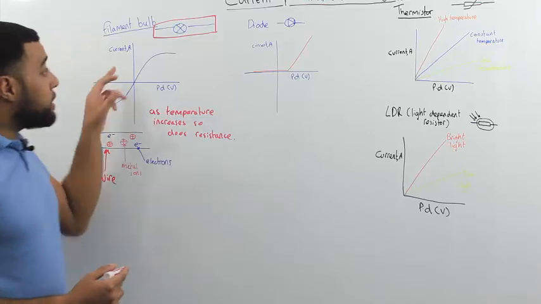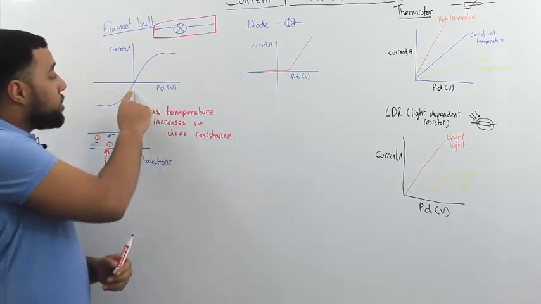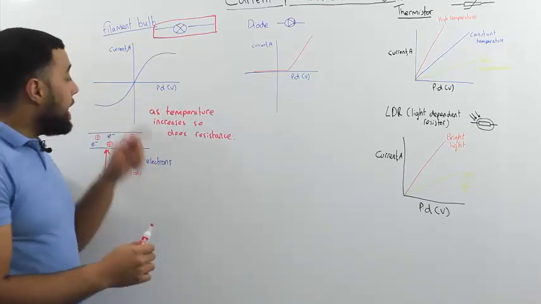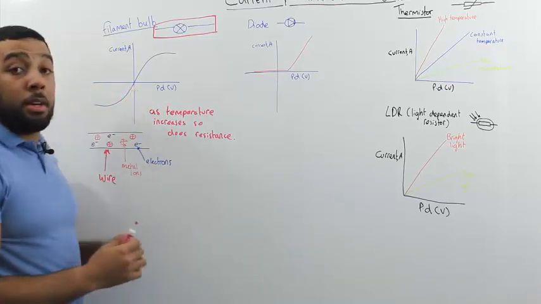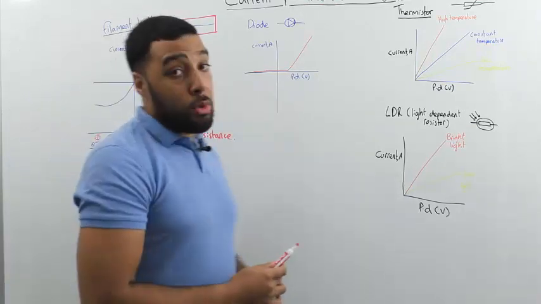You can see from this potential difference graph here that even if we reverse the potential difference, it has the exact same effect. Let's take a look at a diode.